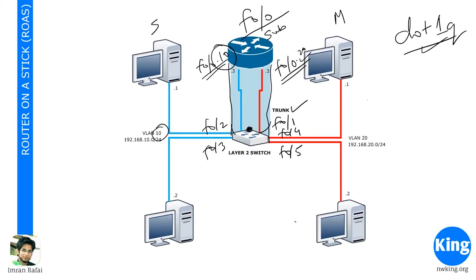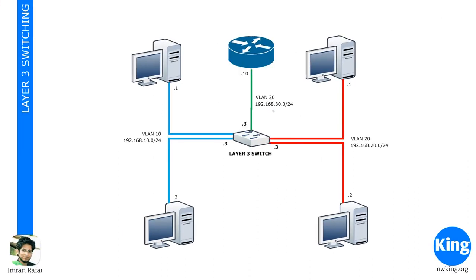So that's router on a stick. With router on a stick, you use subinterfaces, right? Now, there's another way of doing routing. So one is router on a stick. Another way, which is typically used in large environments, is you use a layer 3 device, right? So the switch that sits here is a layer 3 switch.